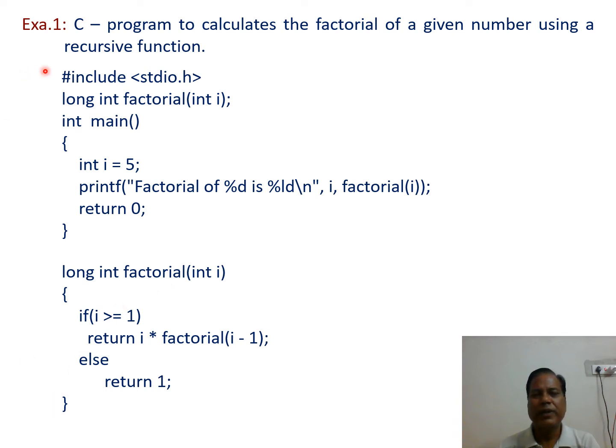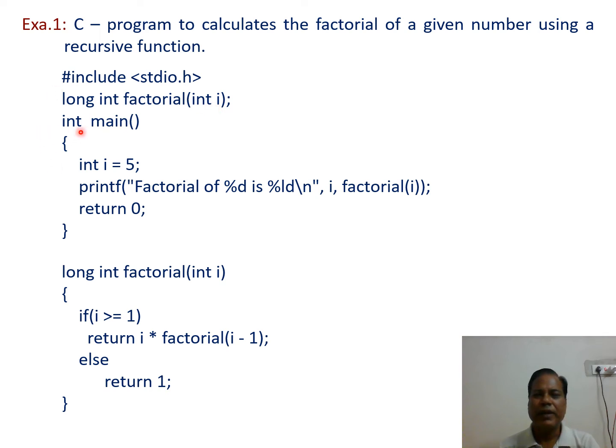The first statement we are familiar with, that is written to include the standard input output .h header file in our code. The second statement is the function prototype declaration. In this function prototype declaration, long int is the return data type, that is, this factorial whenever called returns long integer data, and it receives the data using the formal parameter int I.